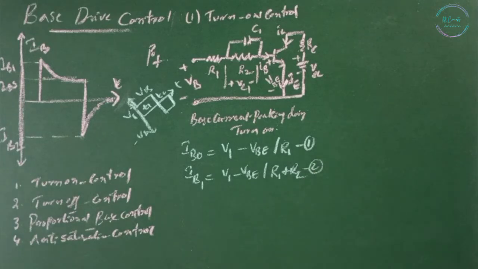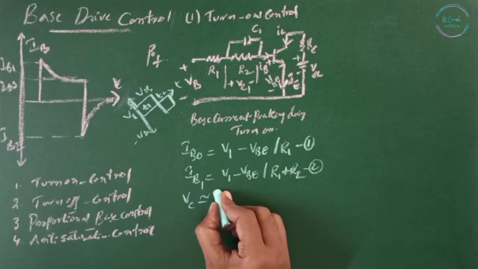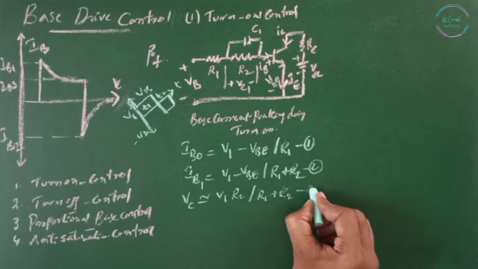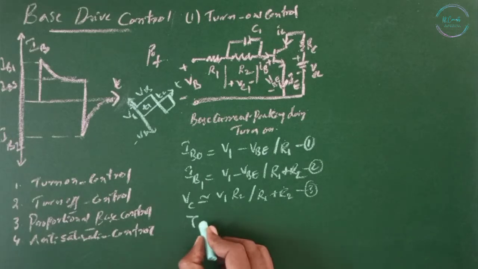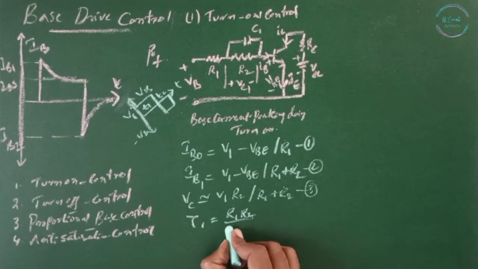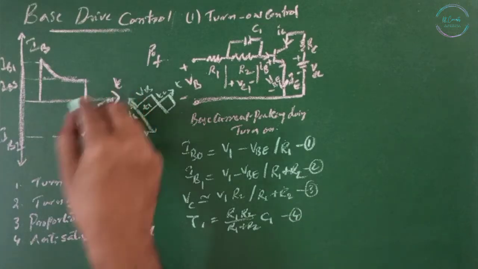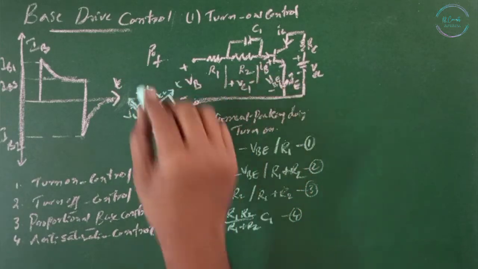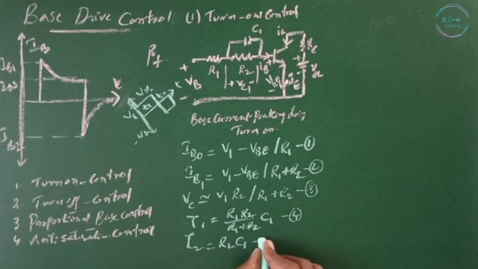The capacitor C1 charges up to a final value, that is Vc. The voltage across the capacitor is approximately equal to V1 R2 divided by the total resistance R1 plus R2. The charging time constant of the capacitor, tau 1, is given by R1 R2 divided by R1 plus R2, times C1. Once VB tends to 0, the BE junction is reverse biased and C1 starts discharging through R2. The discharging time constant tau 2 is given by R2 C1.